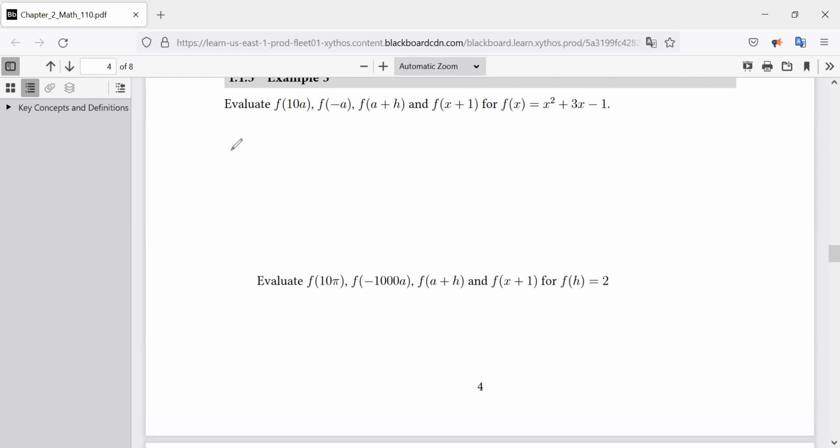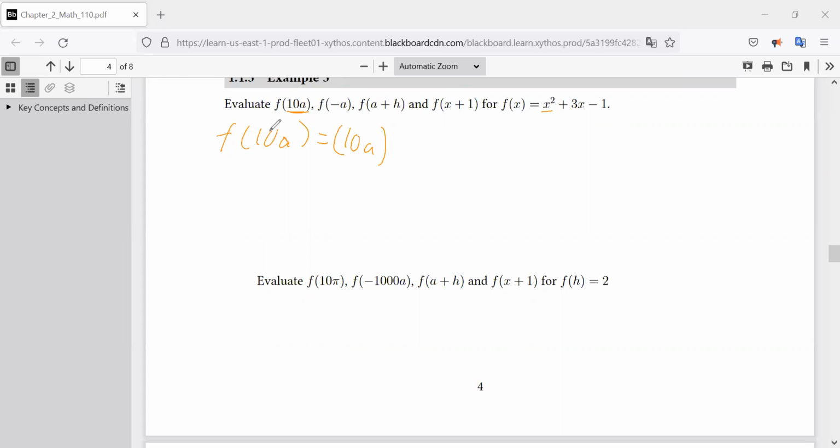For this one, let's just run through all of them. So what is f of 10a going to be? Well, everywhere I see an x, I'm going to replace it with 10a. Oh, sorry, I was thinking, would it be 10a times x squared plus 3x minus 1? Well, we don't just multiply it in, right? When we're plugging into the function, everywhere we see an x, we replace it with a 10a.